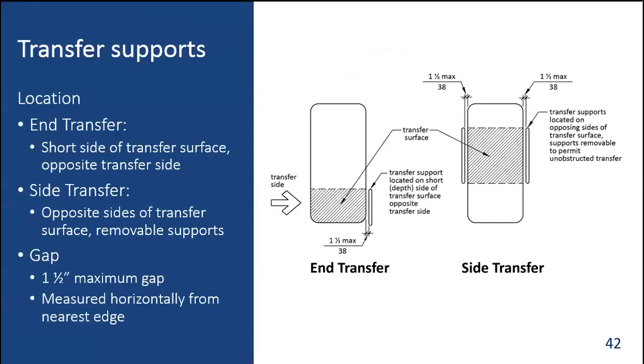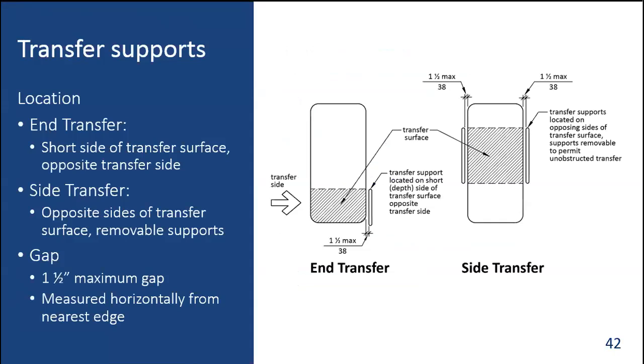Transfer supports need to be provided at specific locations along transfer surfaces. For end transfers, the transfer support should be provided on the short side of the transfer surface, opposite the transfer side. It is allowable to have a maximum gap of 1.5 inches between the transfer surface and the transfer support, which is measured horizontally from the nearest edge.